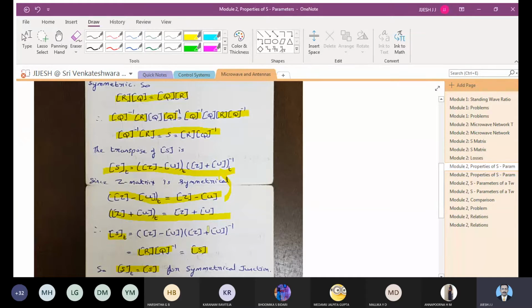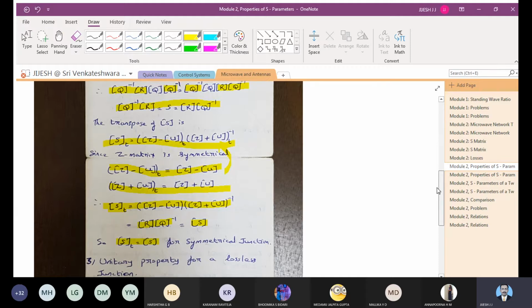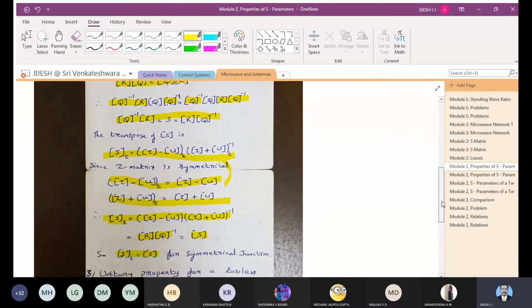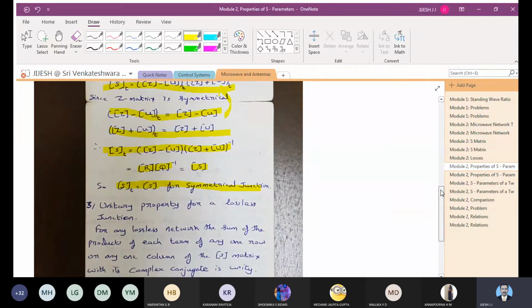So I ended up with this equation, that is S transpose is Z minus U into Z plus U inverse. I have Z minus U and Z plus U defined before in terms of R and Q. So R is Z minus U and Q is Z plus U. I replaced R and Q further in the equation. So I got S transpose is equal to R Q inverse. And since we know that R Q inverse is S, S transpose is the same as S. So this is what you will get for a symmetrical junction. That is the second property. I think it's clear for all of you.